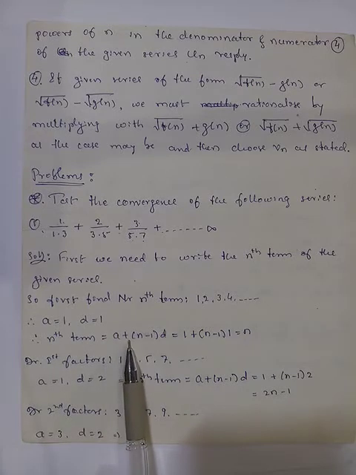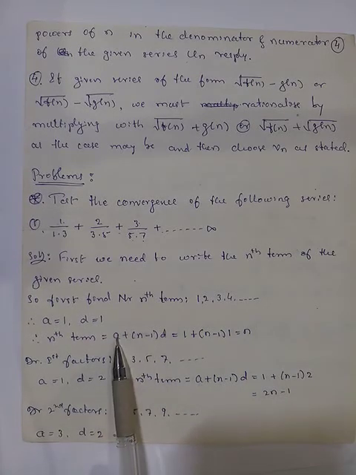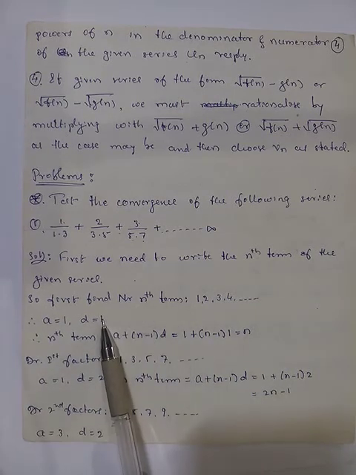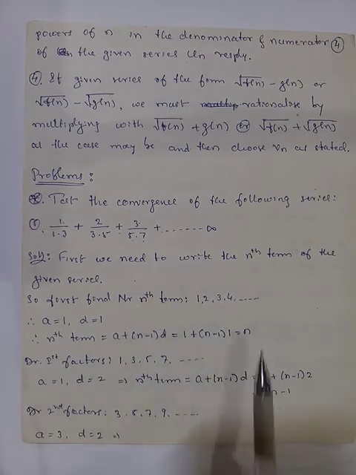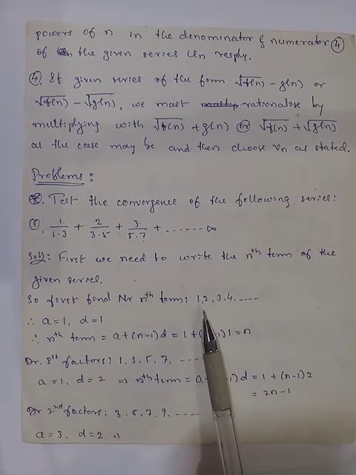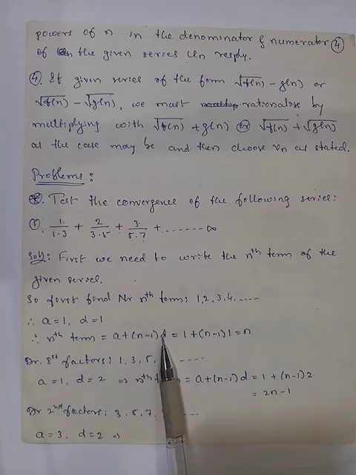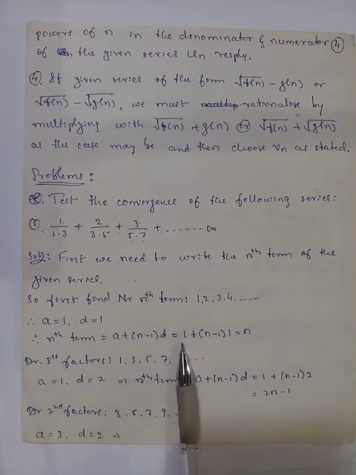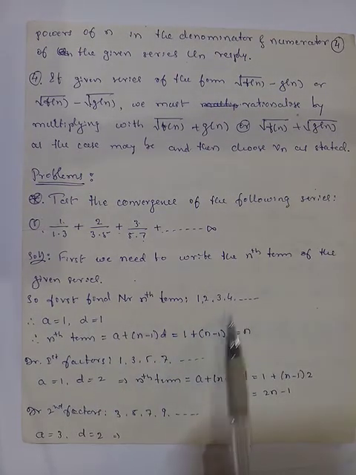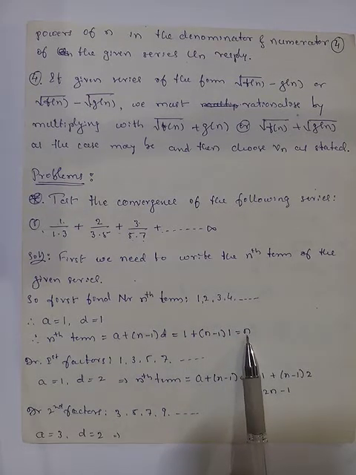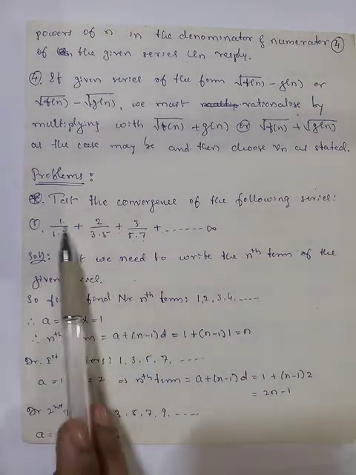We have the basic formula, a plus n minus 1 into d, where a is the first term of the series and d is the difference between the given values. Now a plus n minus 1 into d. A is 1, that's the first value of the series, plus n minus 1 into the difference between the terms, which is 1. So therefore the result is n. Okay, so this is the nth term for the numerator.